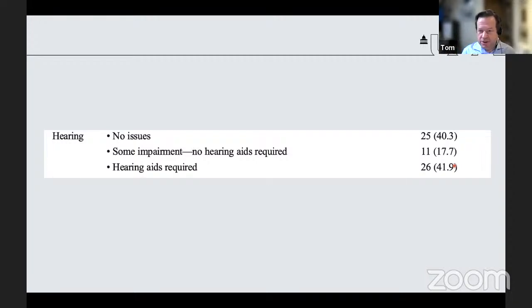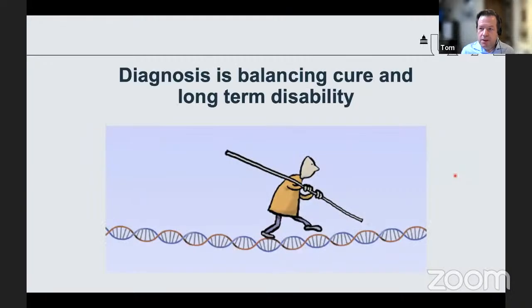So this is showing hearing, and you've got 42% almost of the children requiring hearing aids after treatment. Now, the reason why that's so critical to us as pathologists is what treatment those children get obviously depends very critically on what we've said about the diagnosis and how we've stratified them. And so essentially diagnosis for us is about balancing that cure versus long-term disability. Underestimate the aggressiveness of the tumour and the child's going to die, overestimate it, and they're going to get excessive treatment that will lead to that long-term disability.